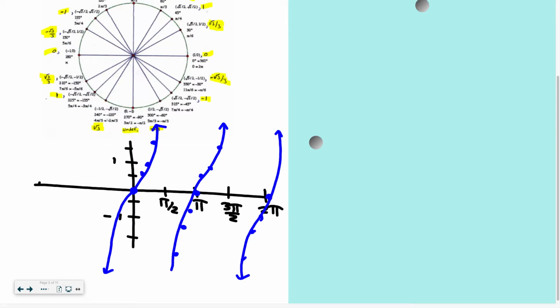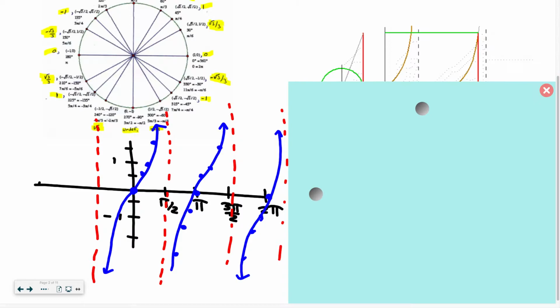But tangent keeps having these hiccups where we can't plot anything, and what you actually have right there are vertical asymptotes. So this bendy graph is trapped inside of the vertical asymptotes. And that's what's behind the screen over here.